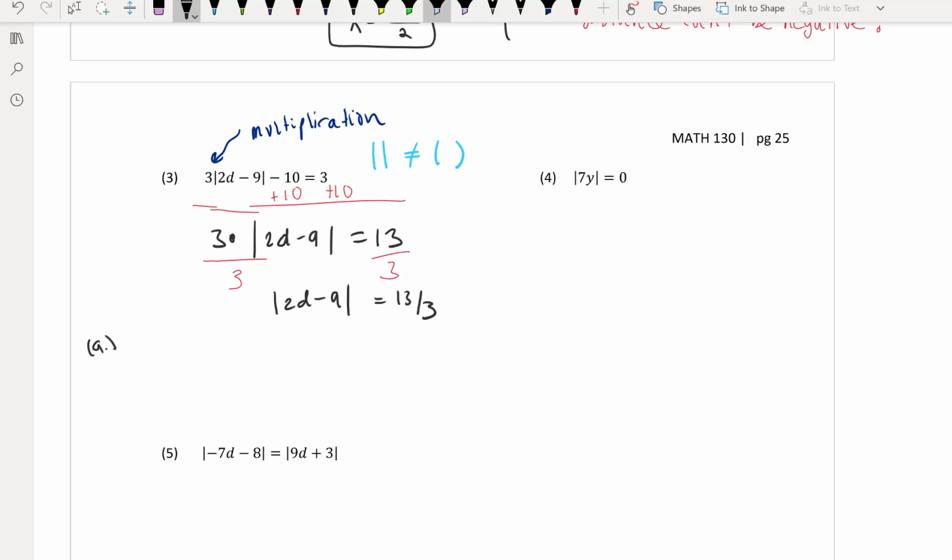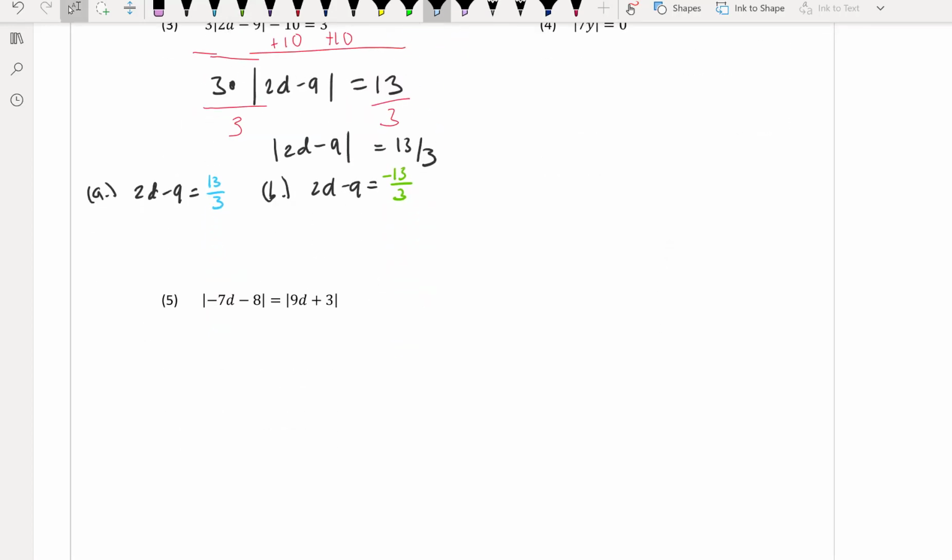So part A, you would have the 2, the absolute value is now gone, you can drop it, 2d minus 9 is equal to the positive of that value. And the positive value is 13 over 3. Part B of this equation is rewriting the equation as 2d minus 9. And now remember, this is where you split it into the negative of whatever that number is. So now, just using your calculator, I'm going to add 9 to both sides.